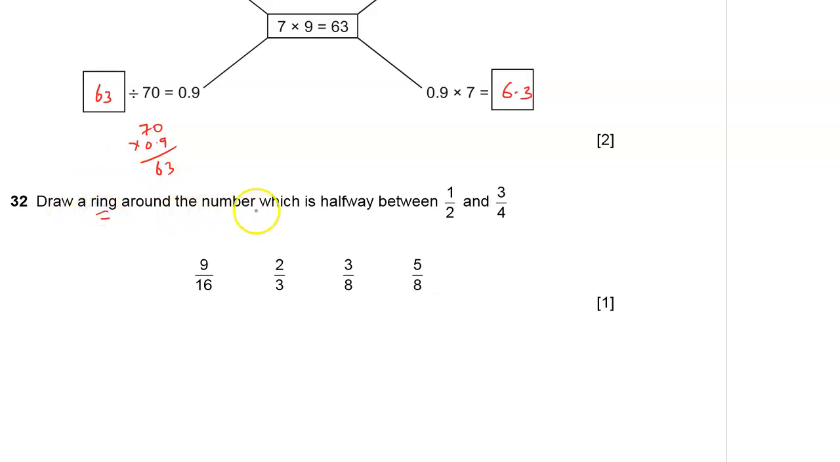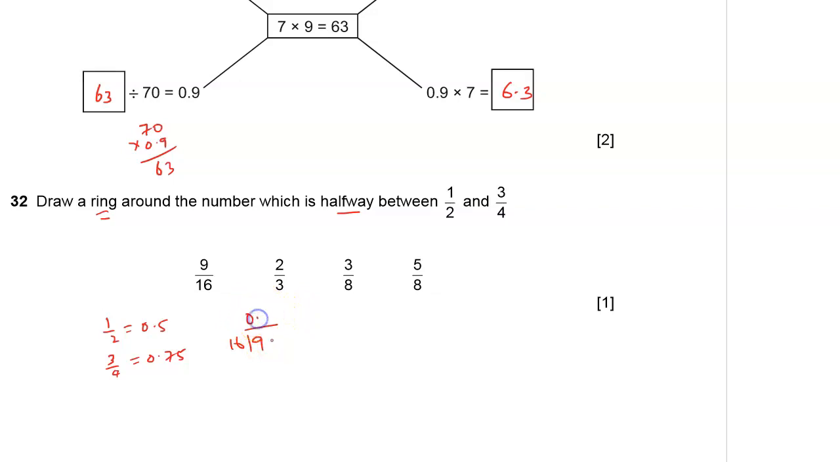Draw a ring around the number which is half between a half and 3/4. Of course, you can find out by simplifying these numbers, and 9 over 16 cannot be simplified, and therefore this is quite small. I can also change these numbers to decimal point. A half is equal to 0.5. 3/4 is 0.75.